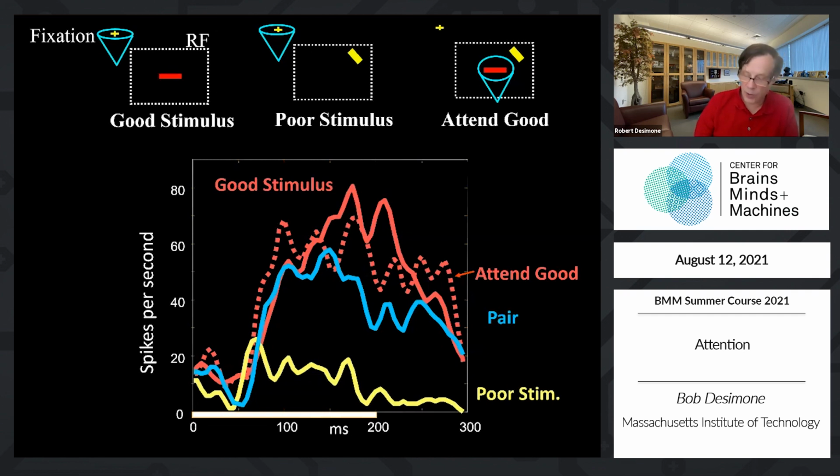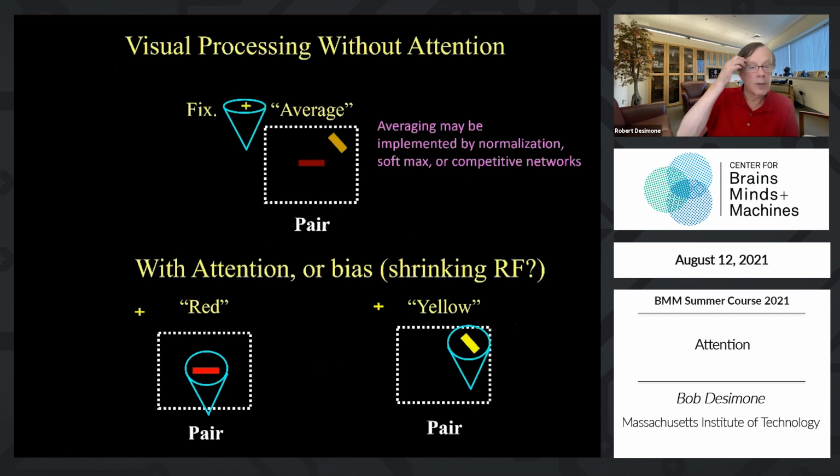And so, in other words, without attention, the cells are doing something like averaging, although there's variability in this. And you can imagine that without attention, you get a kind of statistical sense of what's there out in the visual field. But with attention, and biasing this competition between stimuli, then you get more of a pure signal about what that stimulus is, either the red stimulus or the yellow stimulus.